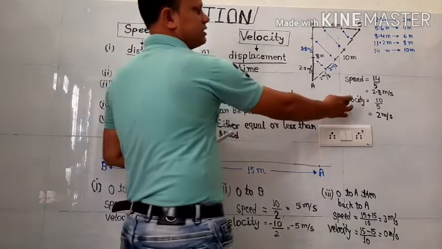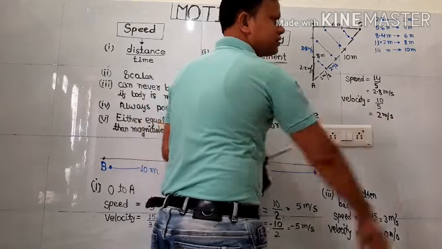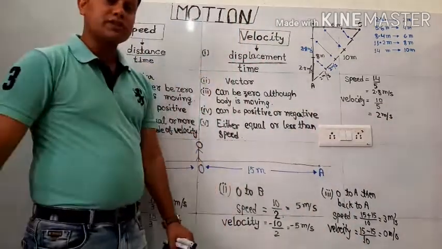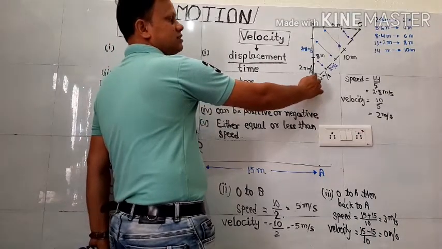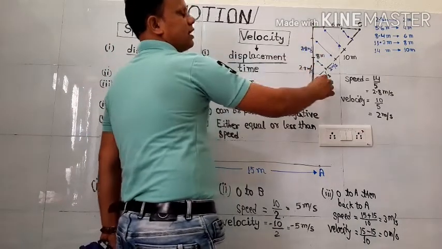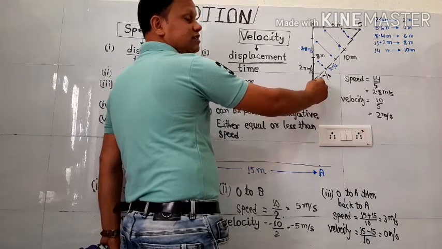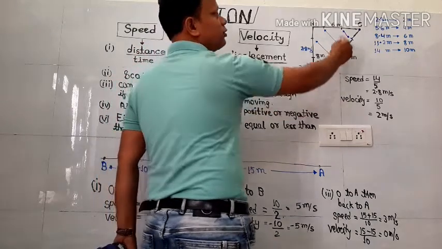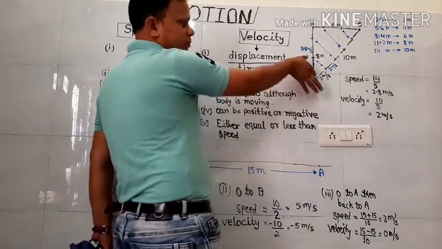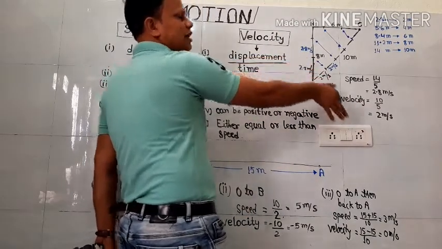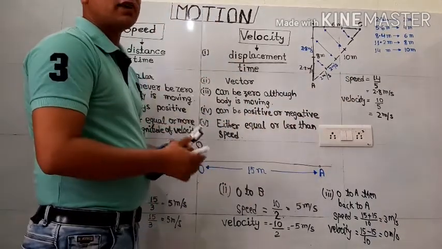So for velocity I am taking displacement upon time. So what am I getting? 2 meter per second. What does 2 meter per second mean? That means while traversing this distance on the actual path, the body is actually also displacing from position A to position C. So now why is it coming 2.8 for speed and 2 meter per second for velocity?